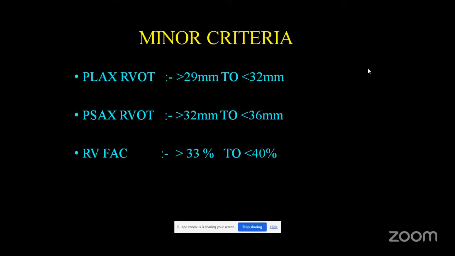And the minor criteria: in the long axis view, the RVOT size is more than 29 millimeter and less than 32 millimeter. Likewise, in the parasternal short axis view, the RVOT size is more than 32 millimeter to less than 36 millimeter. RV fractional area change is more than 33 but less than 40. These are the minor criteria.